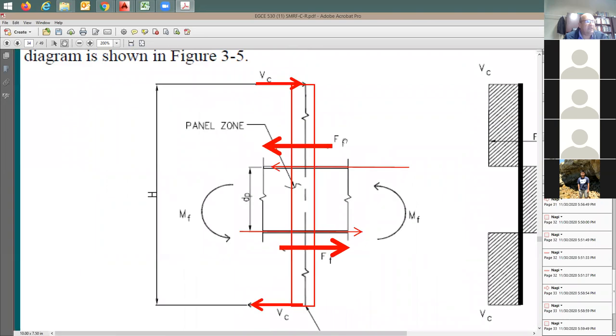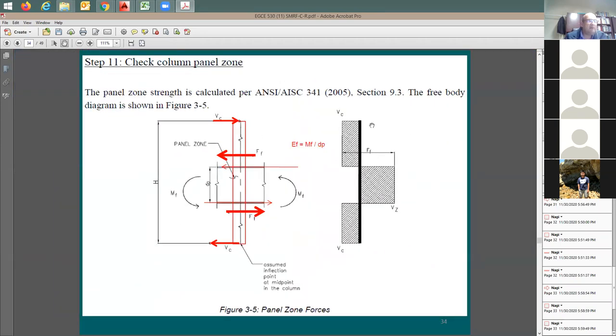So I'm going to say this force EF, what is EF equal to? I'd like to write my equation here. Let's say EF is equal to MF divided by DP. Okay, now let's see the equation here.